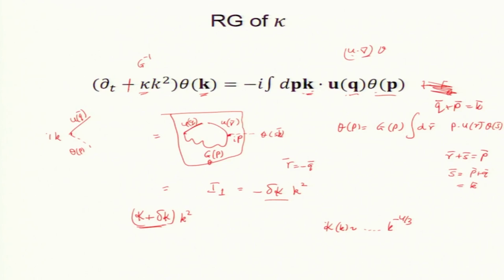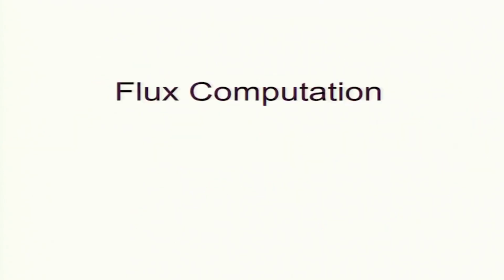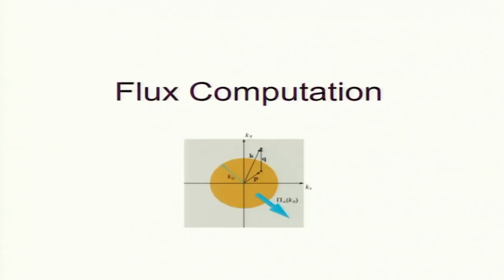What about the energy flux for theta? Flux computation. Okay. So, I can write down the equation for the energy. d by dt of theta of k equals, well, let us put here plus kappa k squared theta of k, and the right hand side was k dot u of p, theta of q, right, an integral, minus i dp like that, right.